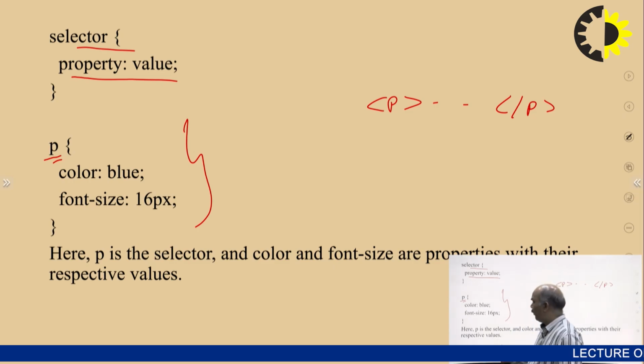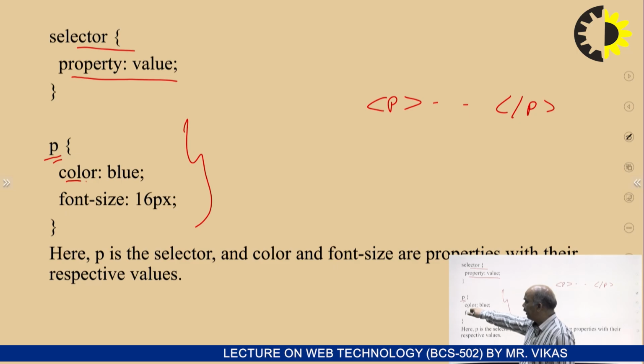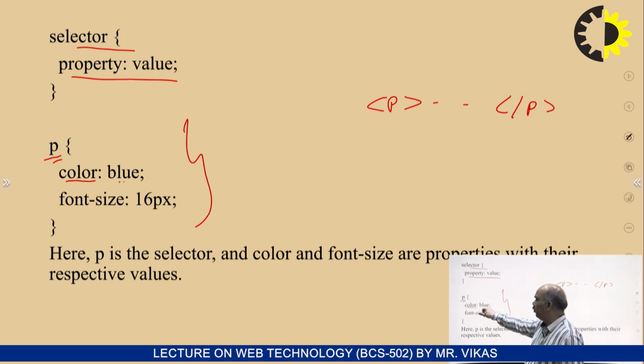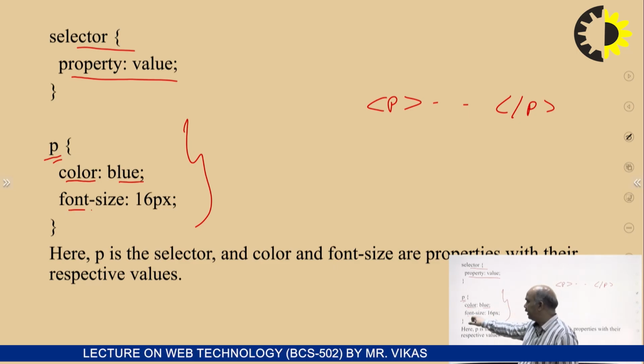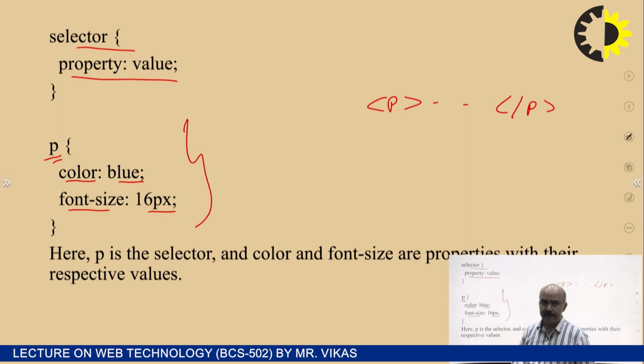So in this example, P is your selector on which we are applying this CSS, or styling, where the color of that text is blue and the font size is 16px.